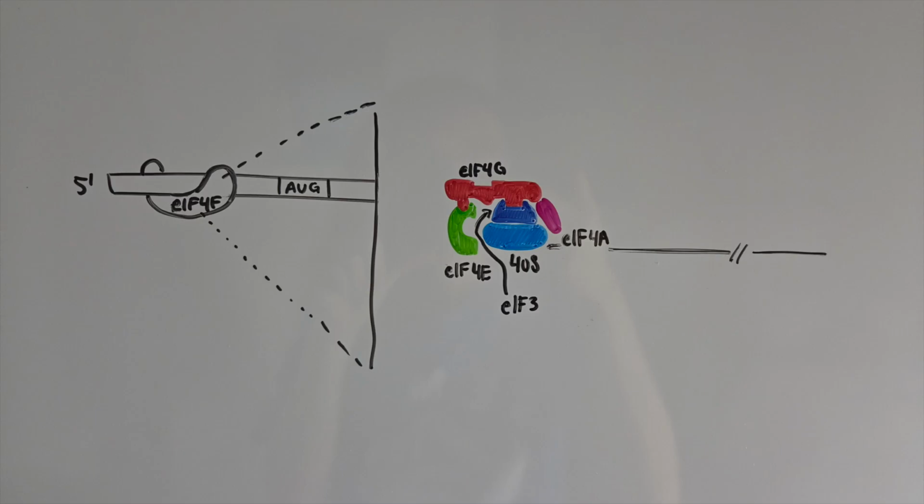Initiation factor 4A is also bound to initiation factor 4G. 4A has helicase activity, so it unwinds any hairpins that come up when the 48S particle scans. Another thing that is attached to 4G that is not in this diagram is PAB1P, a poly A binding protein.